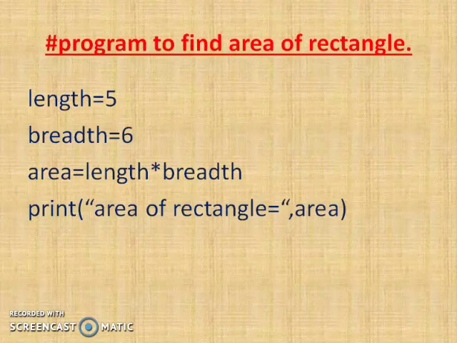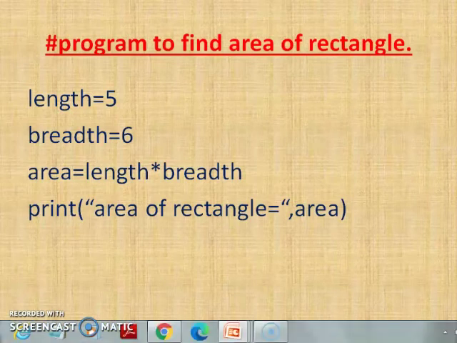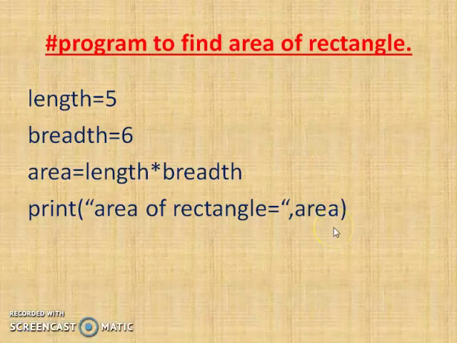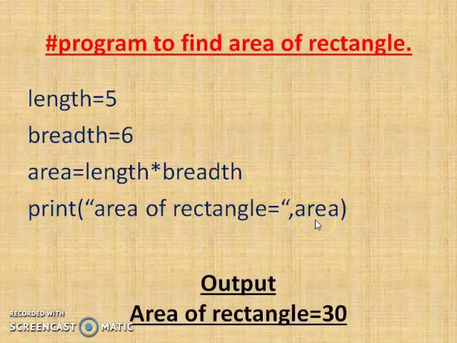Now in the next one you can see here is the program for finding the area of rectangle. You know what's the formula for area of rectangle? Area of rectangle is the length into breadth. So here the value of length and breadth is given, and we have done the calculation over here, and this is the print statement. And after writing the print statement, when you run the program, you will see the output like this. The area of rectangle is 30.